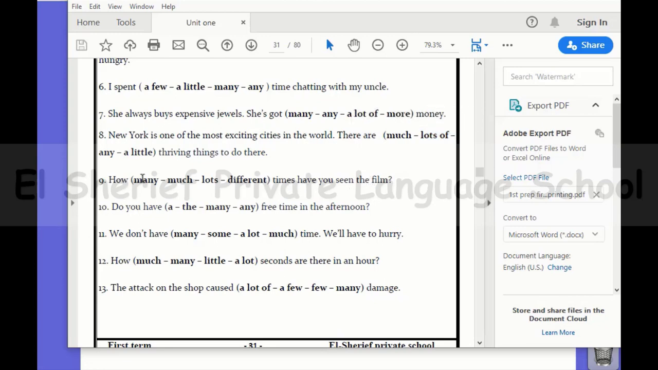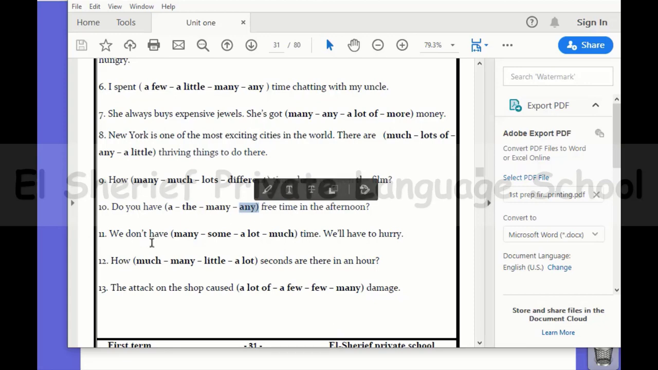So how many times? And here this word times is a countable noun, and it means the occasion when you do something. And this is of course different from this word time, that means the measurement of minutes, hours, or days. Number 10. Do you have free time in the afternoon? So do you have any free time? Here this time is an uncountable noun.